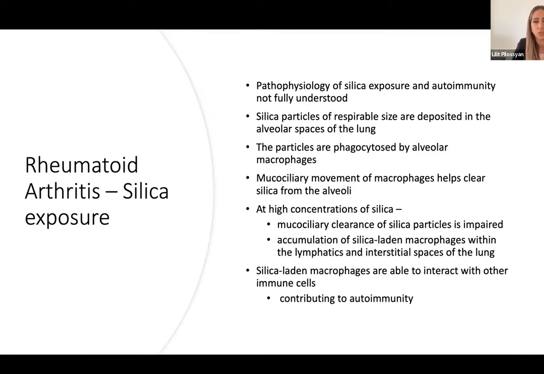And now we have this accumulation of silica-laden macrophages within our lymphatics and interstitial spaces of the lungs. And these macrophages are now able to interact with all other immune cells, contributing to autoimmunity. But as we all know, silica as well can stay in the lung and contribute to lung fibrosis, which is silicosis, a pretty devastating lung condition to have.